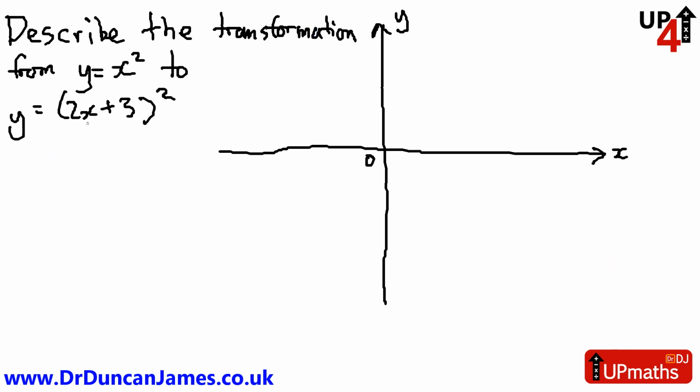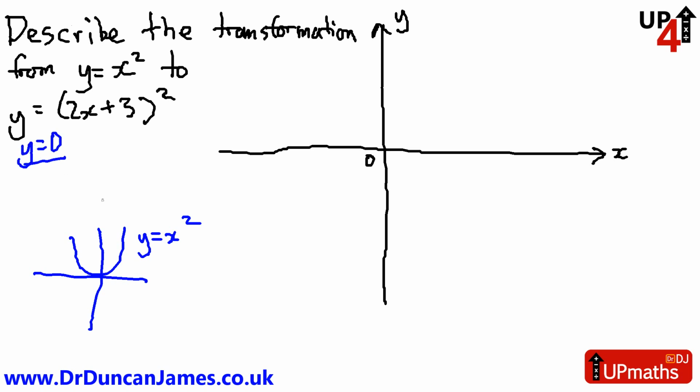Let's do the next one. We want the translation from y equals x squared, which looks like this, to y equals 2x plus 3 squared. Now in this case we put y equals 0 because it's better to think about putting y equal to 0 if you've got complicated things happening with the x in this kind of way. Anyway, let's try it. So that means that 2x plus 3 equals 0. So that means that x equals minus 3 over 2. So that becomes minus 3 over 2. And the graph looks like this.